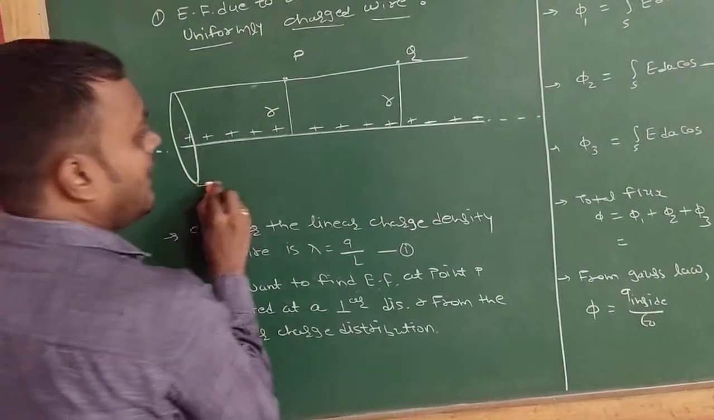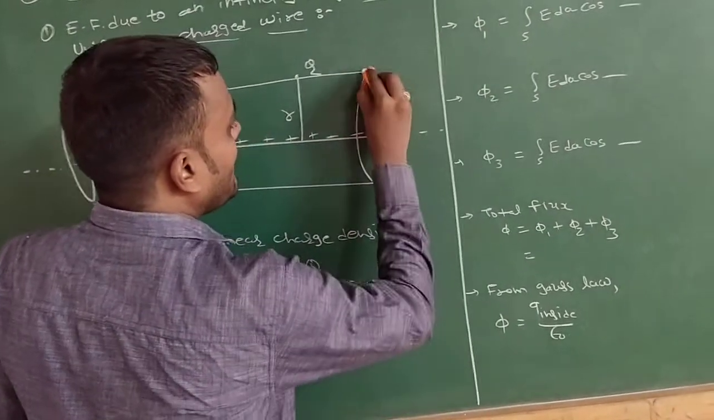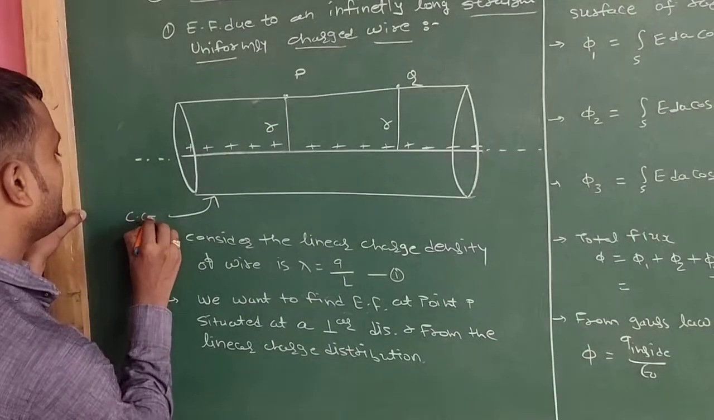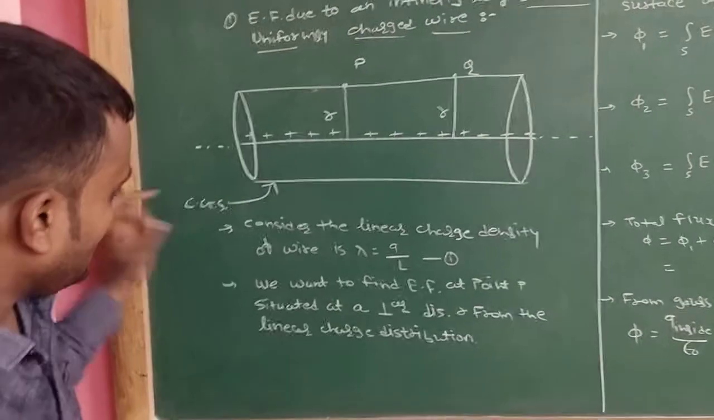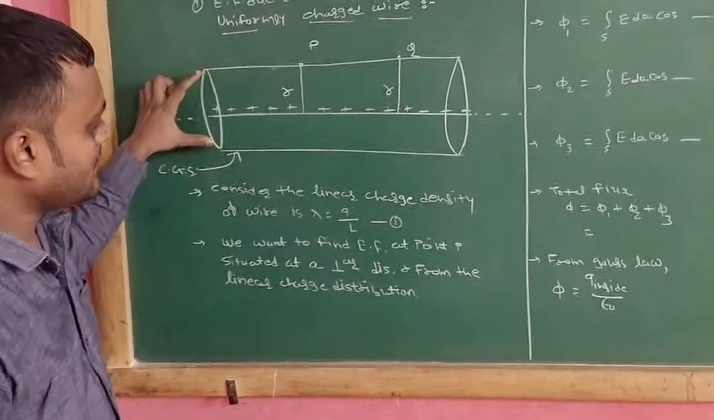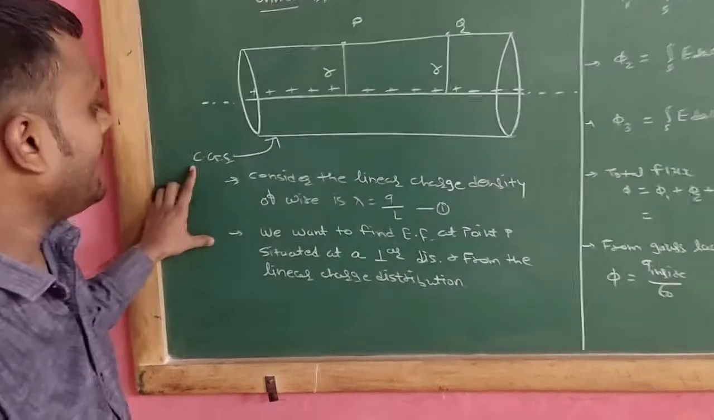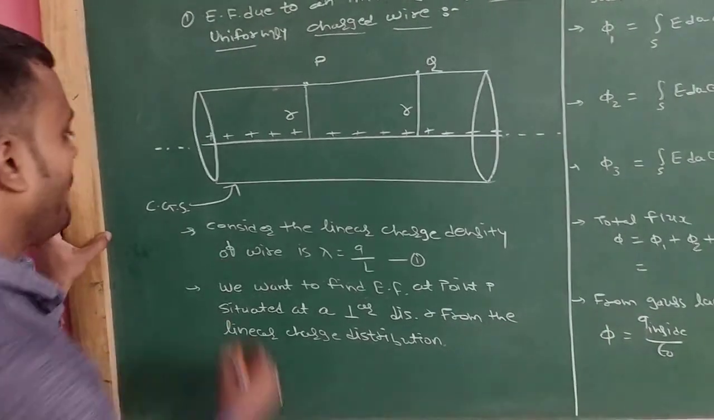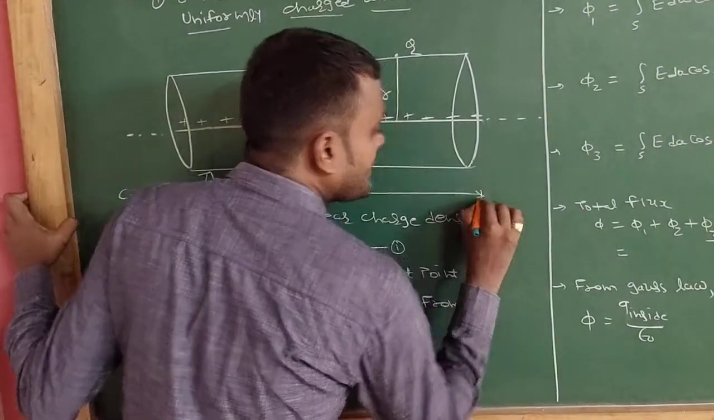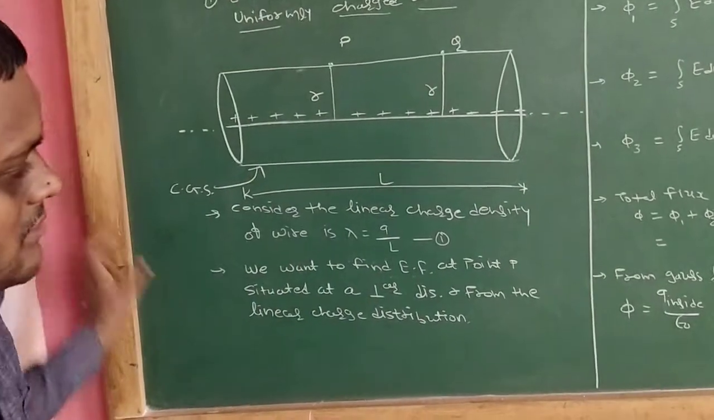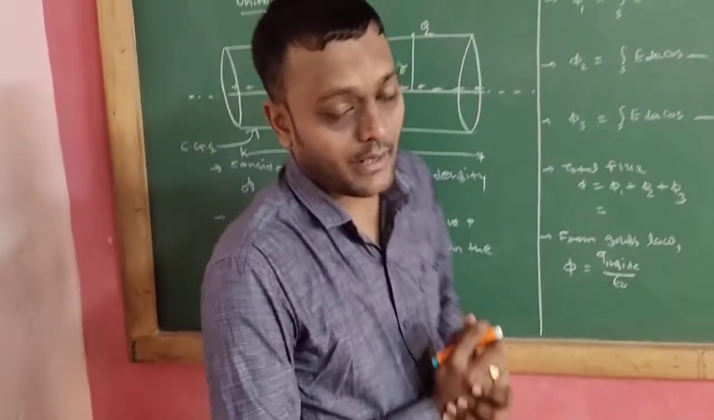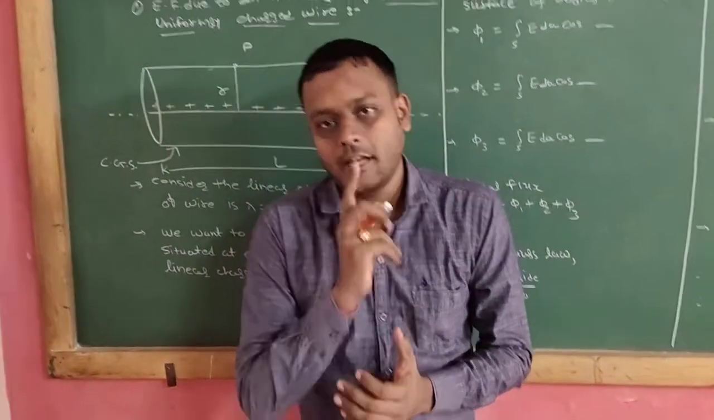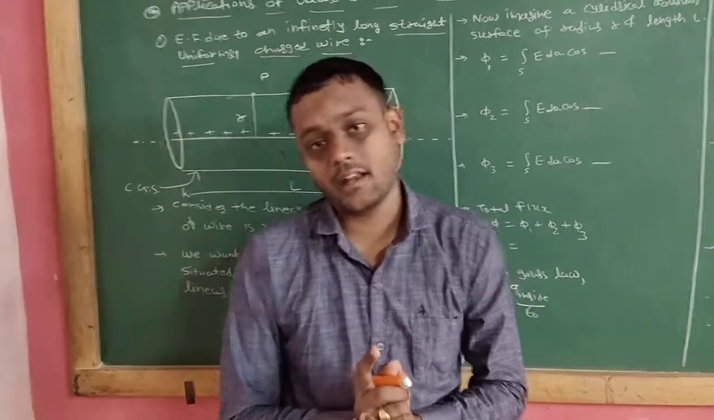So if we draw one cylinder, we call it a cylindrical Gaussian surface. You have to write the full form, cylindrical Gaussian surface. This Gaussian surface, according to the Gauss theorem, is a cylinder with length L and radius r. Now, you know the important point regarding Gauss law that we discussed: the charge is enclosed by the closed surface. That's why we are selecting this cylindrical Gaussian surface.